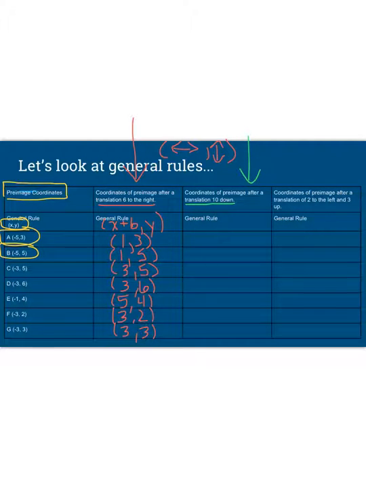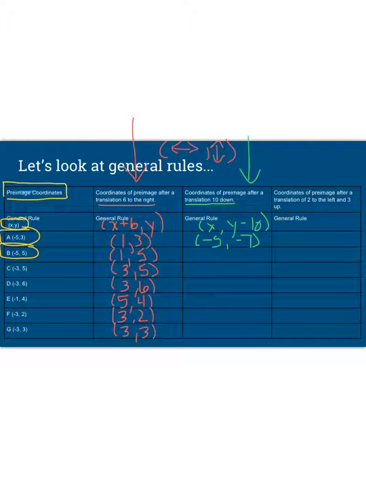So my general rule is not going to be the same. I'm not going left or right, so my x-coordinate is unchanged, but my y-coordinate needs to move 10 down. So I'm going to take my y-coordinate and I'm going to subtract 10 from it. So let's look at point A. I'm not moving it side to side, so the -5 can stay -5, but the 3 has to move 10 down, and after that move it'll be -7.